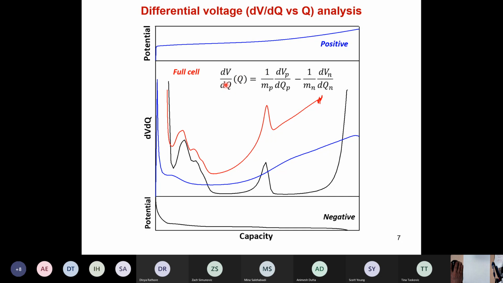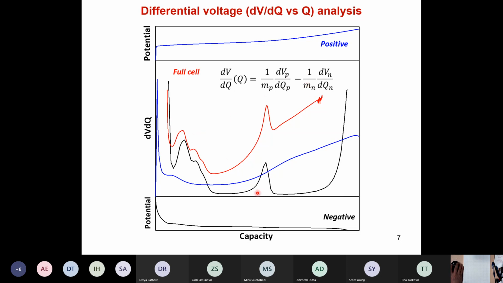You want dVdq for the full cell, so you take dV by dq of the positive, and you realize that Q of the positive is the mass of the positive times the specific capacity. So if you have the reference curve data, voltage versus specific capacity, and you know the mass of the positive electrode in your cell, then you're set. If you don't know the mass of the positive electrode in the cell, you can figure it out by fitting to the experimental data. The same for the negative side.